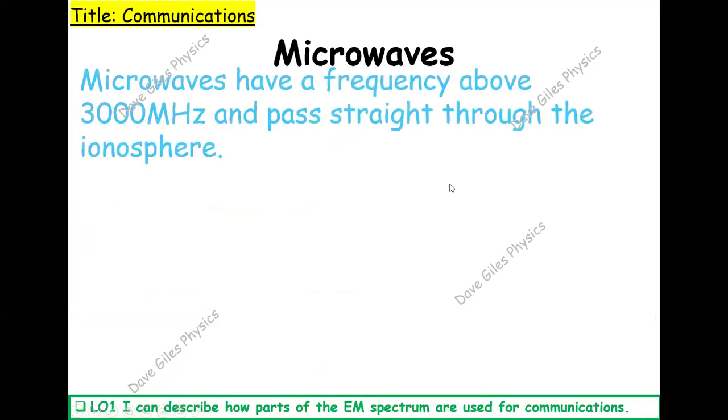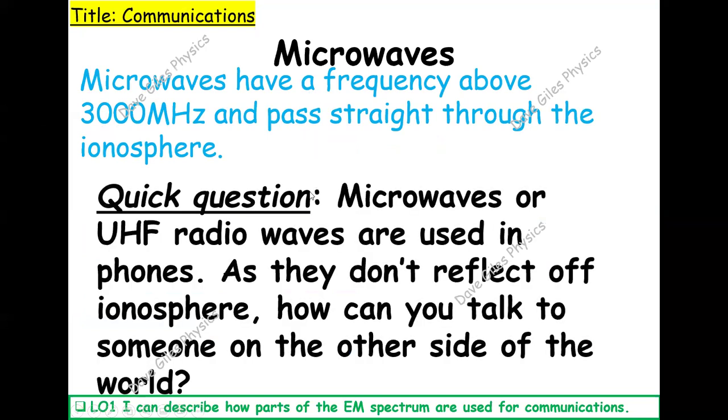Okay, microwaves. Microwaves have a frequency above 3,000 megahertz. Remember, mega is million, or times 10 to the 6, and passes straight through the ionosphere. So microwaves, or UHF, which is ultra-high frequency radio waves, are used in phones, as they don't reflect off the ionosphere. How can you talk to someone on the other side of the world?